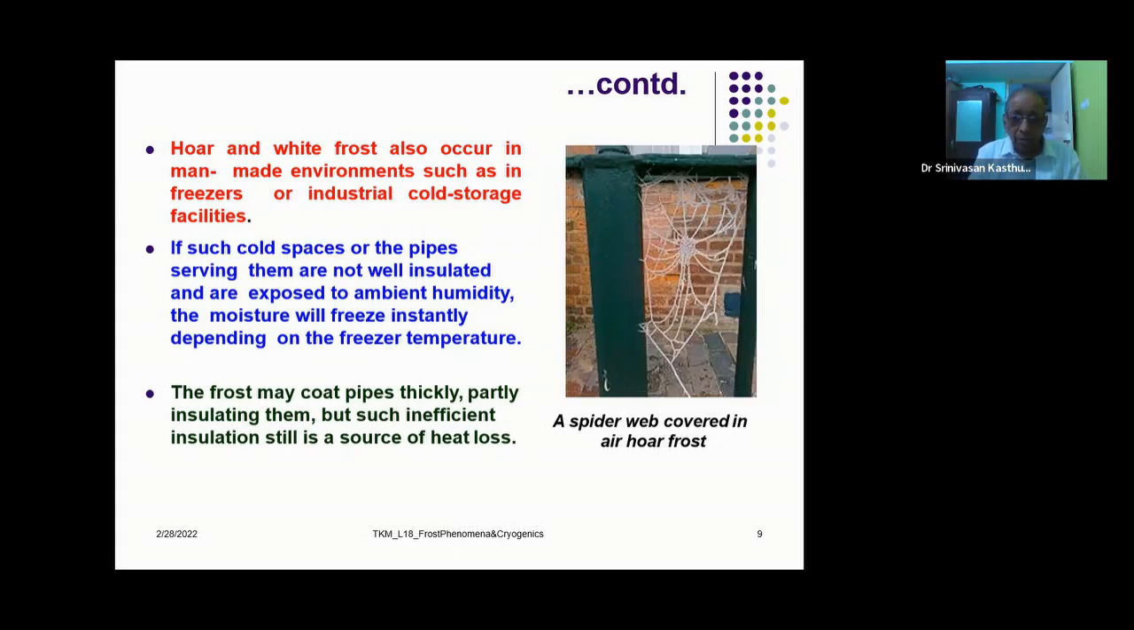So, for example, it can happen at sufficiently low temperature, suppose a water carrying pipe and so on. If the temperature becomes sufficiently low, then ice may be formed inside the pipes. On the outside, you may have this hoarfrost. Normally, in the Western countries, you have this observation.